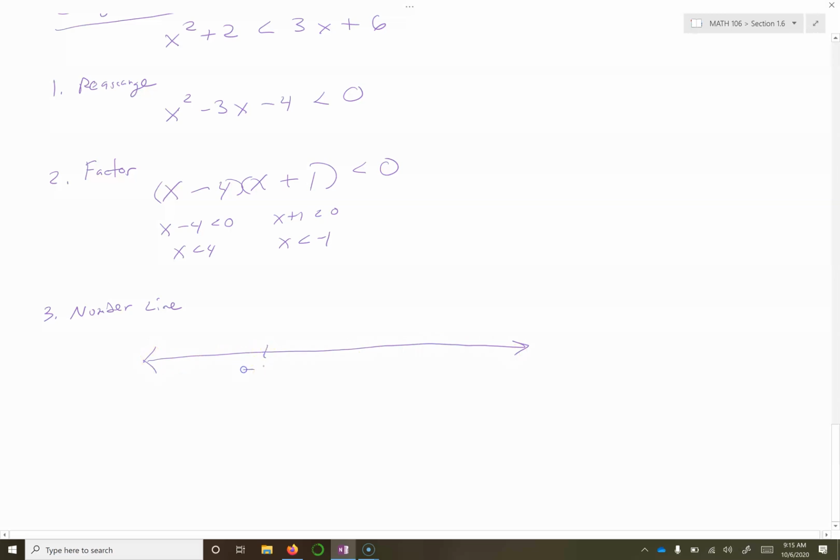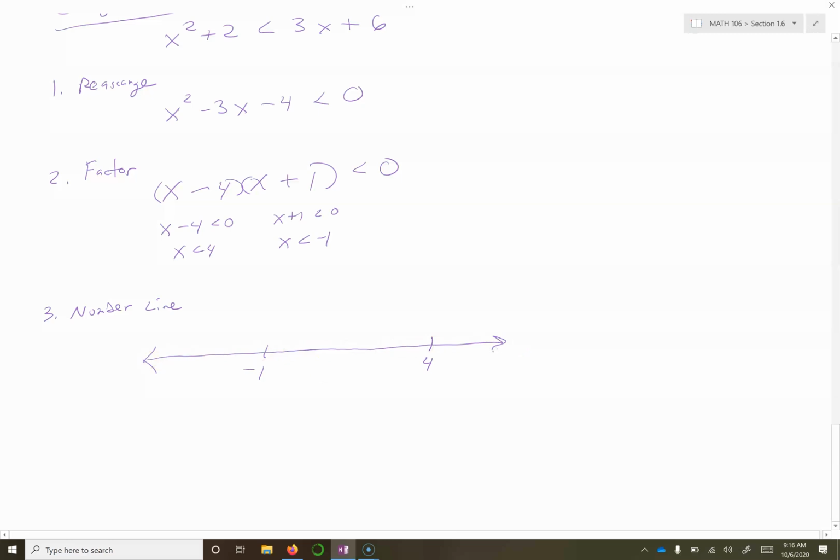So I'm going to have negative 1. I'm going to put a 0 there. I just like having the 0 there. And then the positive 4. Okay. Well, I don't want to confuse you. Hold on. I'm going to leave the 0 out for a moment.